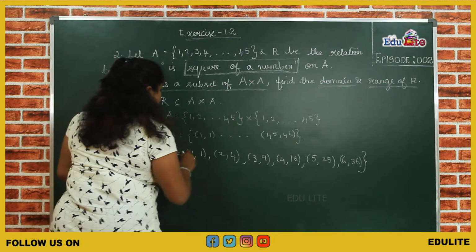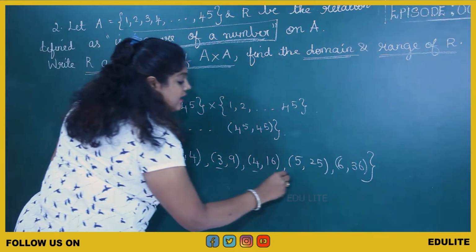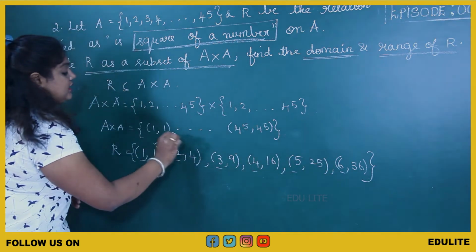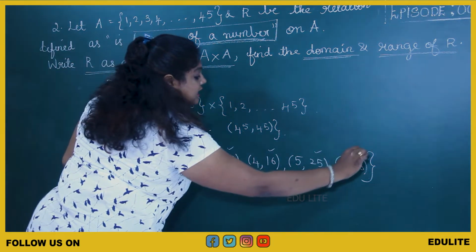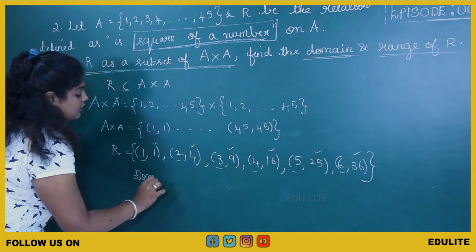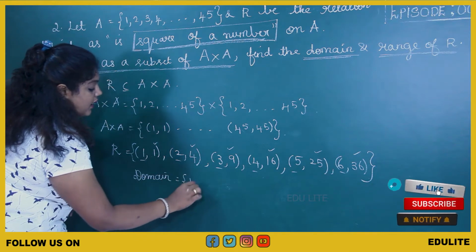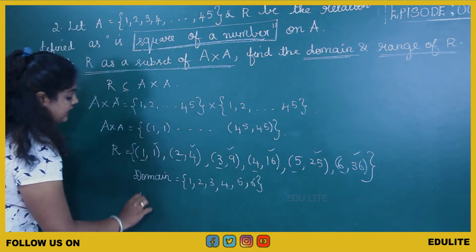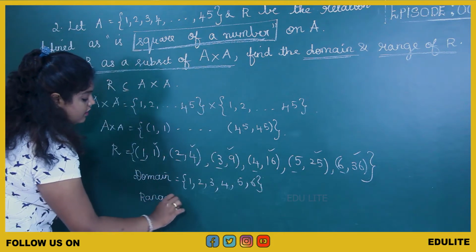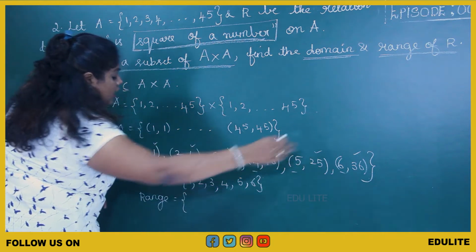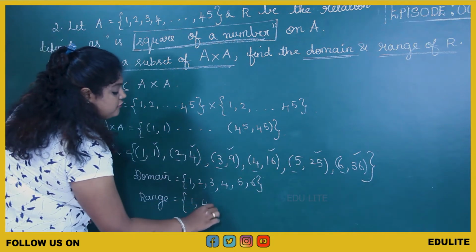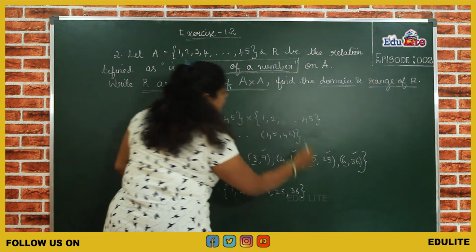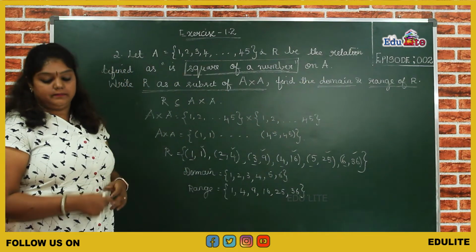See, in this set of ordered pairs, all the first elements represent the domain, and all the second elements represent the range. So the domain will be domain equals 1, 2, 3, 4, 5, 6, and the range will be all the second elements in the ordered pairs: 1, 4, 9, 16, 25, 36. So we have found the domain and range for the given problem.